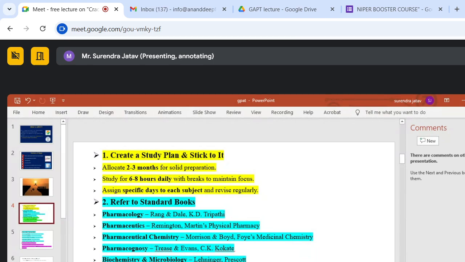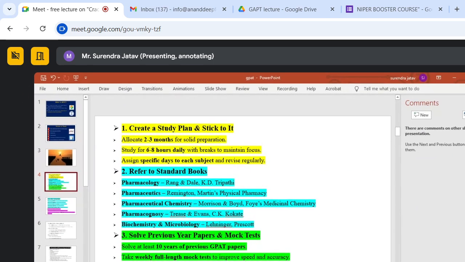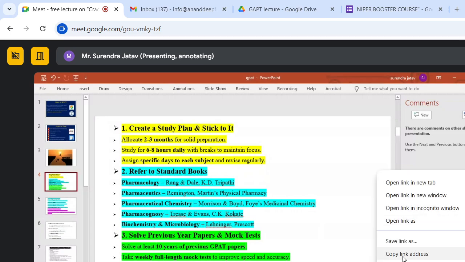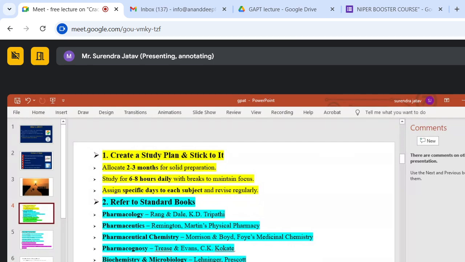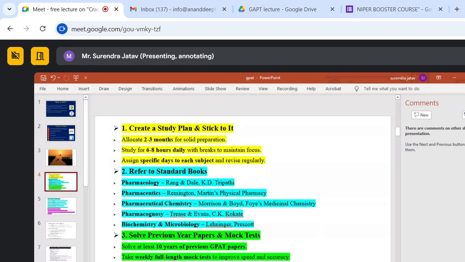Because if you are only reading the books, you may not be able to qualify the GPAT exam. It is most important that you understand the depth of questions, what kind of questions they are asking. By preparing previous questions, you will be able to recognize these are the sets of questions they generally ask in the GPAT exam. Then you can compare. So previous questions are most important.